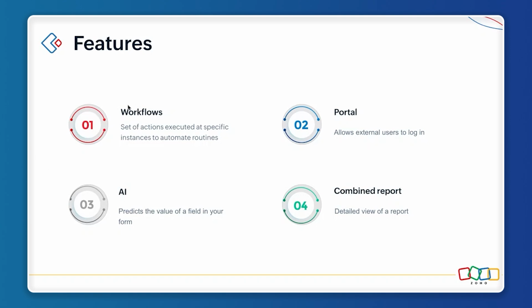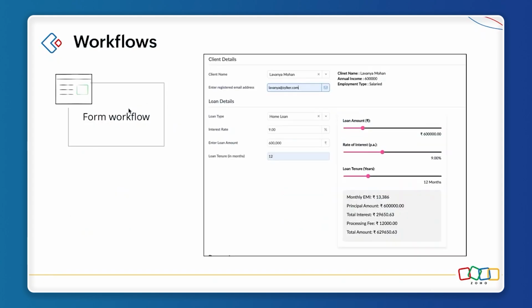When I talk about workflow features, there are different types of workflows that we have used in our application. For example, whenever I write an automation on top of the forms, that is called form workflows. In our scenario, depending upon the loan type, rate of interest, loan amount and the loan tenure, the monthly EMI and the total payable amount is auto calculated at the backend with the help of these form workflows.